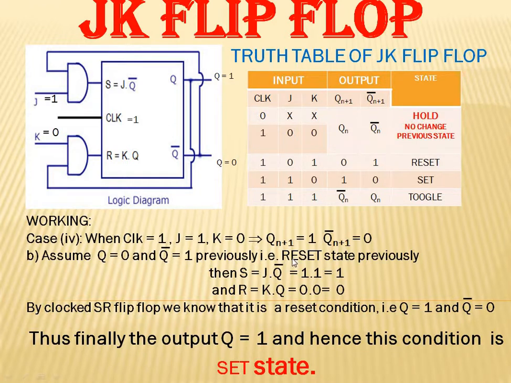Assume the previous state is a reset condition, that is Q is equal to 0, Q bar is equal to 1. Then S becomes 1 and R becomes 0. For a clocked SR flip-flop, if S is equal to 1, R is equal to 0 with the clock pulse, it is a set condition, that is Q is equal to 1, Q bar is equal to 0.